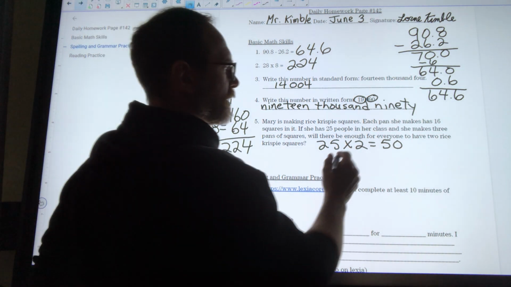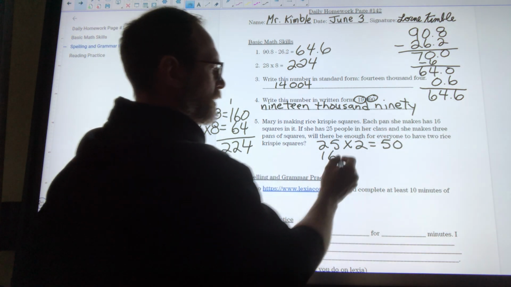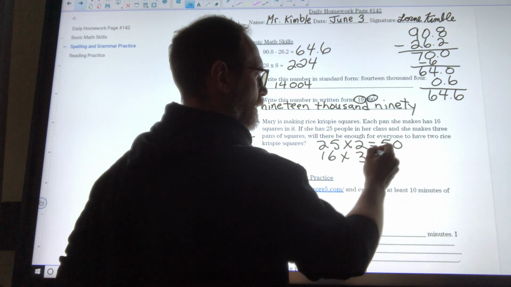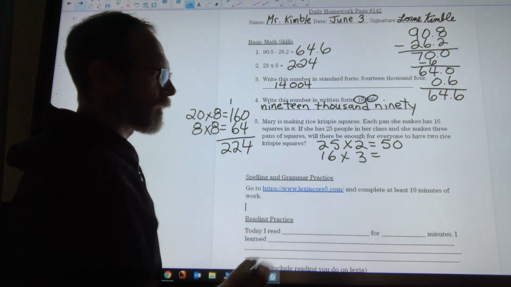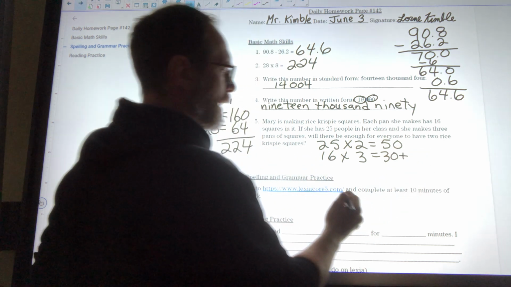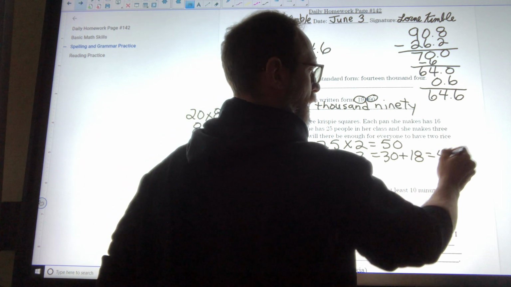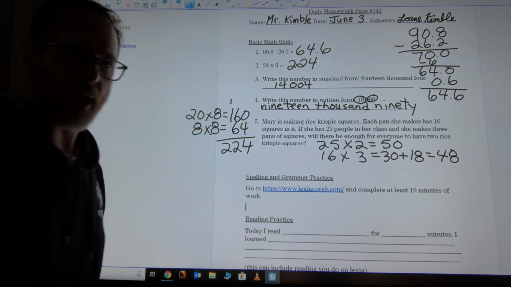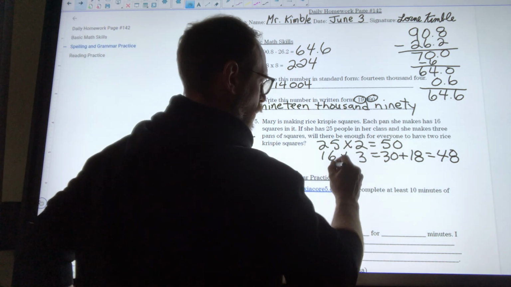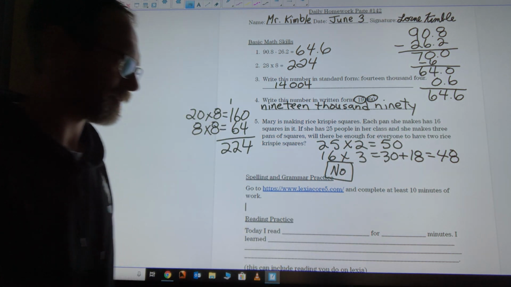Now, she makes a pan with 16 squares in it, and she's going to make 3 batches of it, 3 pans of it. So that's 16 times 3. I know that 10 times 3 is 30, and I know that 6 times 3 is 18. So 30 plus 18 is 48. She'll be making 48 Rice Krispie squares, and she needs 50. So nope, she won't have enough. She would have to depend on somebody not showing up to school that day.